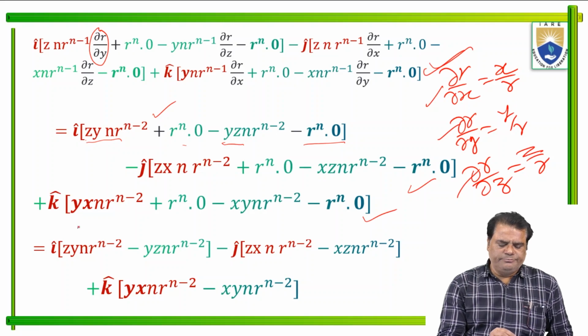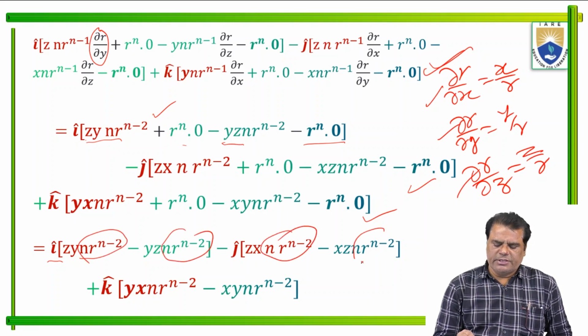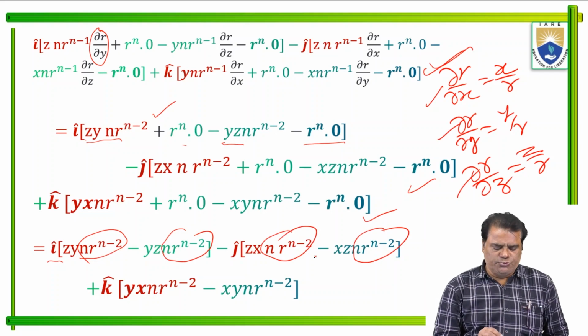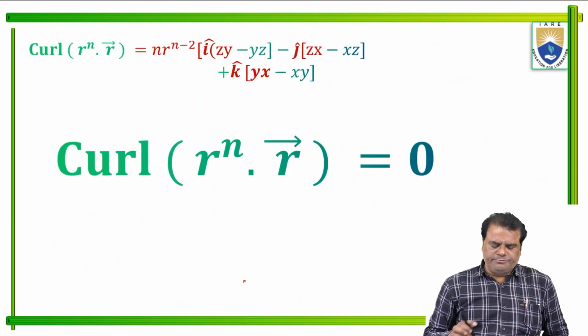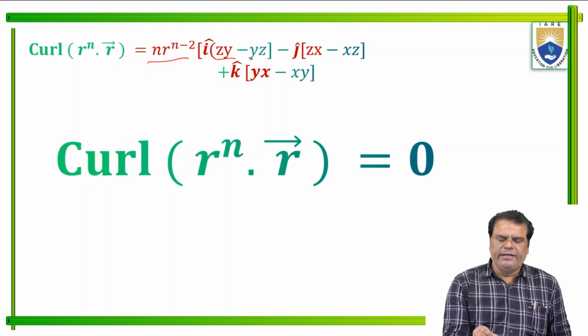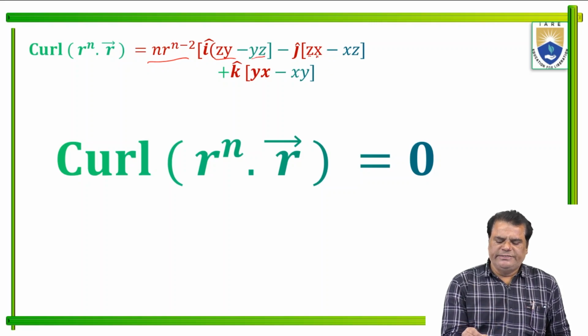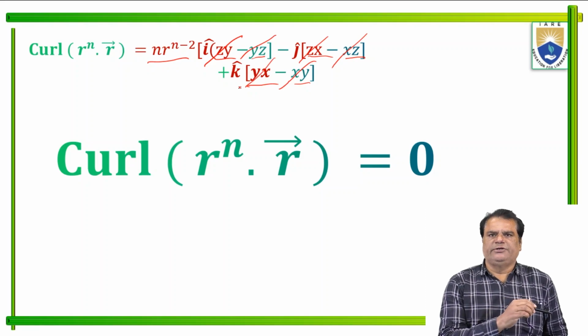Now here, this result is common in each term, and r to the power n minus 2 is common in all terms. Then we get zy minus yz, zx minus xz, and yx minus xy. So this cancels with this, this cancels with this, and this cancels with this.